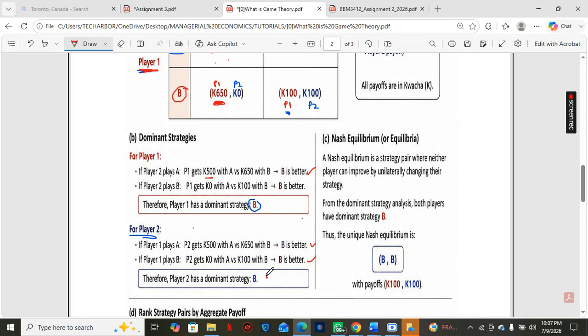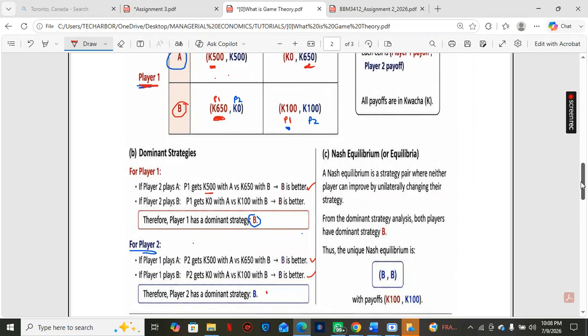All right, colleagues? Yes, the dominant strategy: whatever the other player chooses, you're still picking the same strategy. That's the dominant strategy. So if player 2 picks A or B, player 1 is just choosing B throughout. Yes. Any questions?